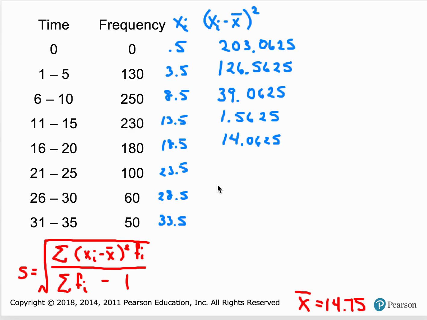23.5 minus 14.75 squared, 76.5625. Okay, 28.5 minus 14.75 squared, 189.0625. And 33.5 minus 14.75 squared, 351.5625.